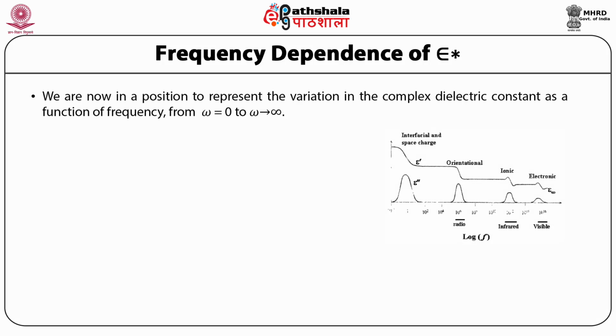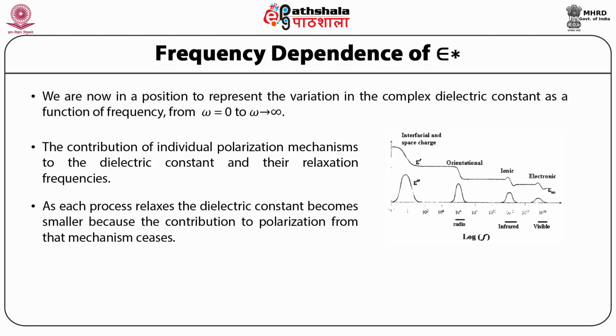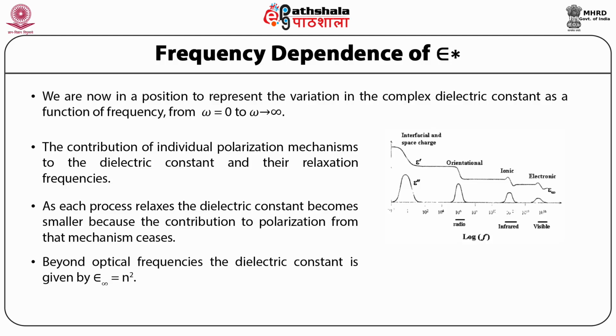Frequency dependence of epsilon star. We are now in a position to represent the variation in the complex dielectric constant as a function of frequency from omega equal to 0 to omega that tends to infinity. Figure 4 shows the contribution of individual polarization mechanisms to the dielectric constant and their relaxation frequencies. As each process relaxes, the dielectric constant becomes smaller because the contribution to polarization from that mechanism ceases. Beyond optical frequencies, the dielectric constant is given by epsilon infinity is equal to n square.